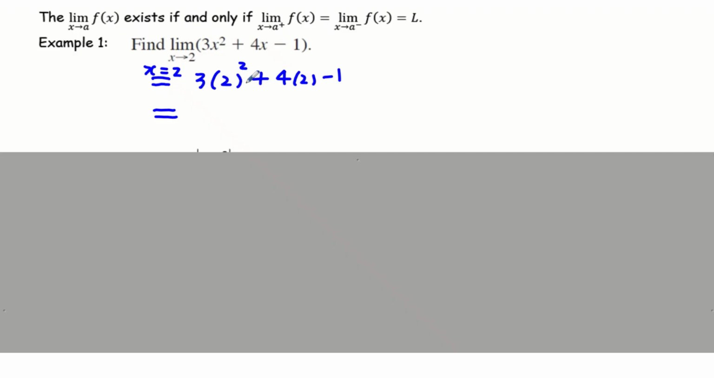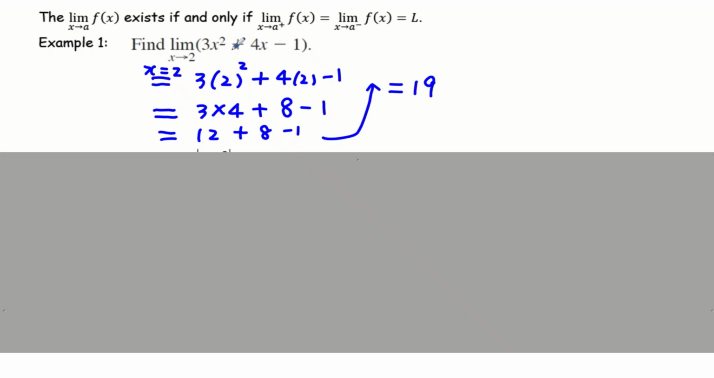Then we do BEDMAS, exponent first: 3 times 4 plus 4 times 2 minus 1. This is multiplication, so before adding and subtracting, we do the multiplication. So 3 times 4 is 12, plus 8, minus 1. For adding and subtracting, we do it from left to right, equals 19. So this is direct substitution. If the function is defined at the value x approaches, then we can just substitute that x value into the function, and then we have the final answer.